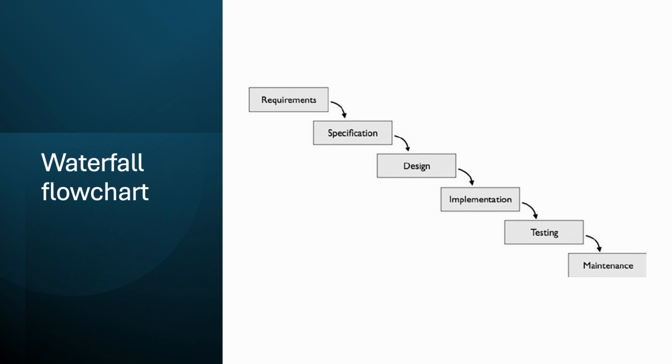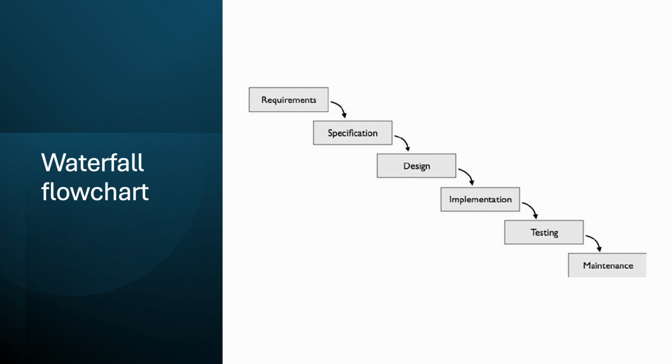We have the waterfall stages. There are 6 stages altogether. The first one being requirements. In requirements, information is gathered through a very detailed requirement specification document, like the deliverables. Information is gathered from both the stakeholders and the customer.